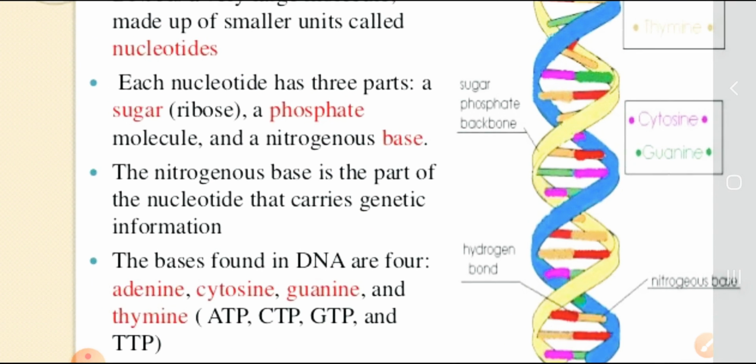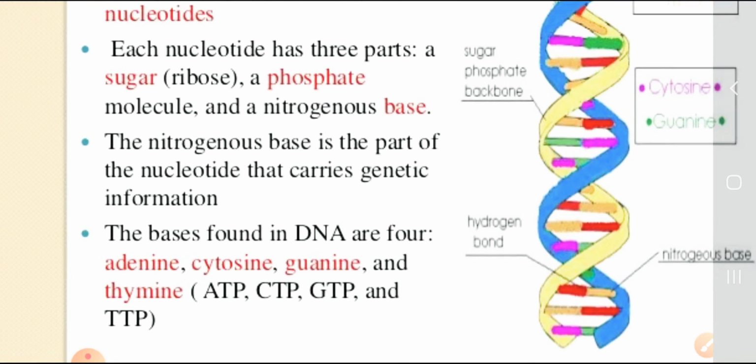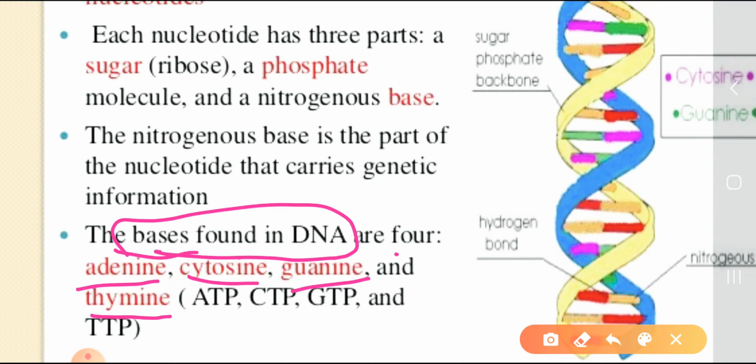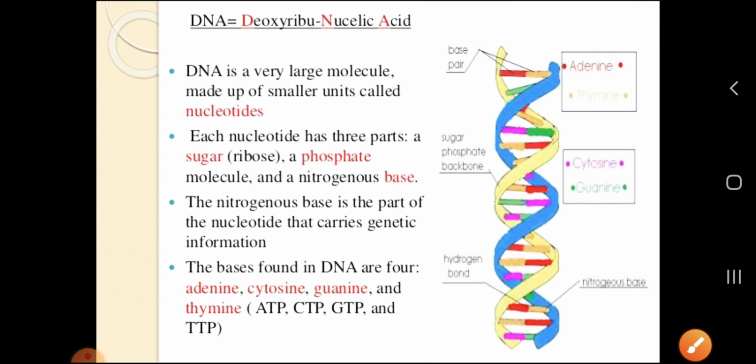And the bases found in DNA are four: adenine, cytosine, guanine, thymine. So how many bases are found in DNA? Four. You must remember that. So I will show you a better picture. This is not a good picture.